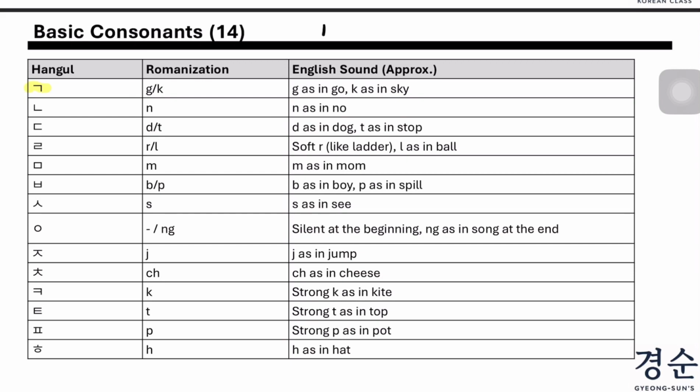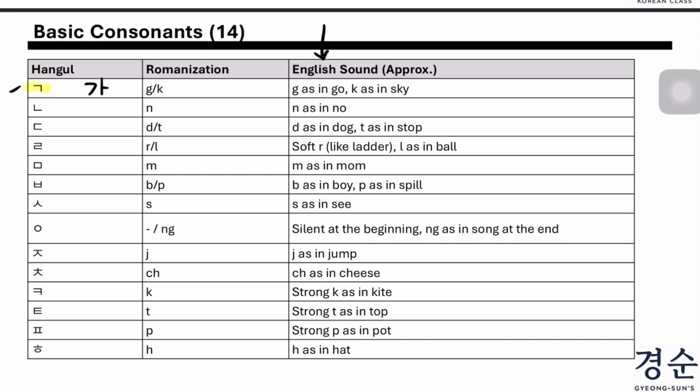So that's why I included the English sound here. The sound is like the G as in go and the K as in sky. So the sound goes by ka, okay, ka. For simplicity, if I combine this K with an A, it is pronounced as ka, okay? So this is our K or G, you can call it because it's in between.